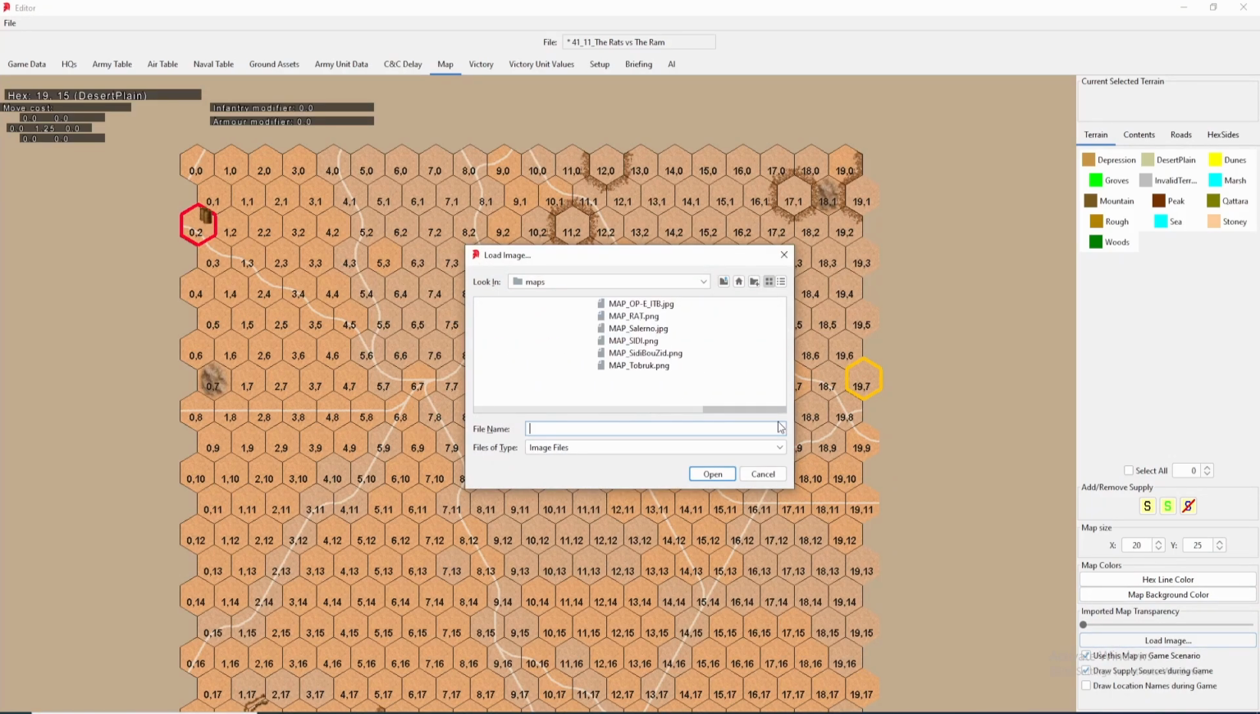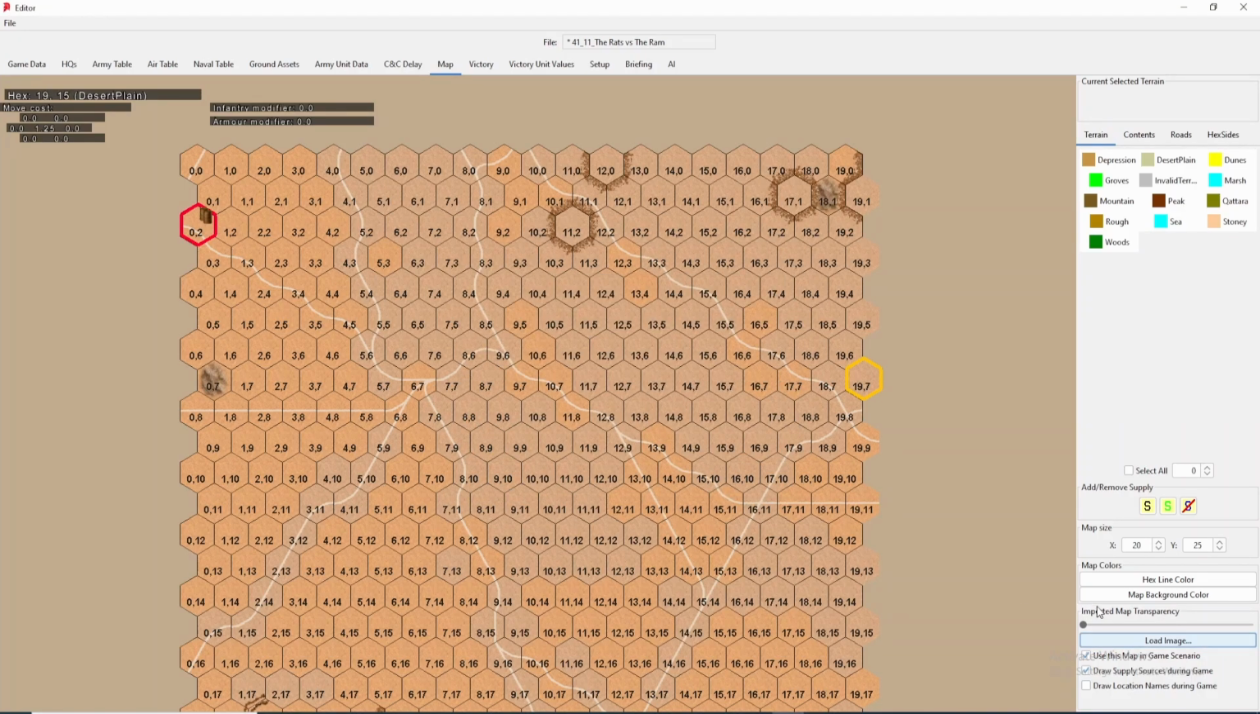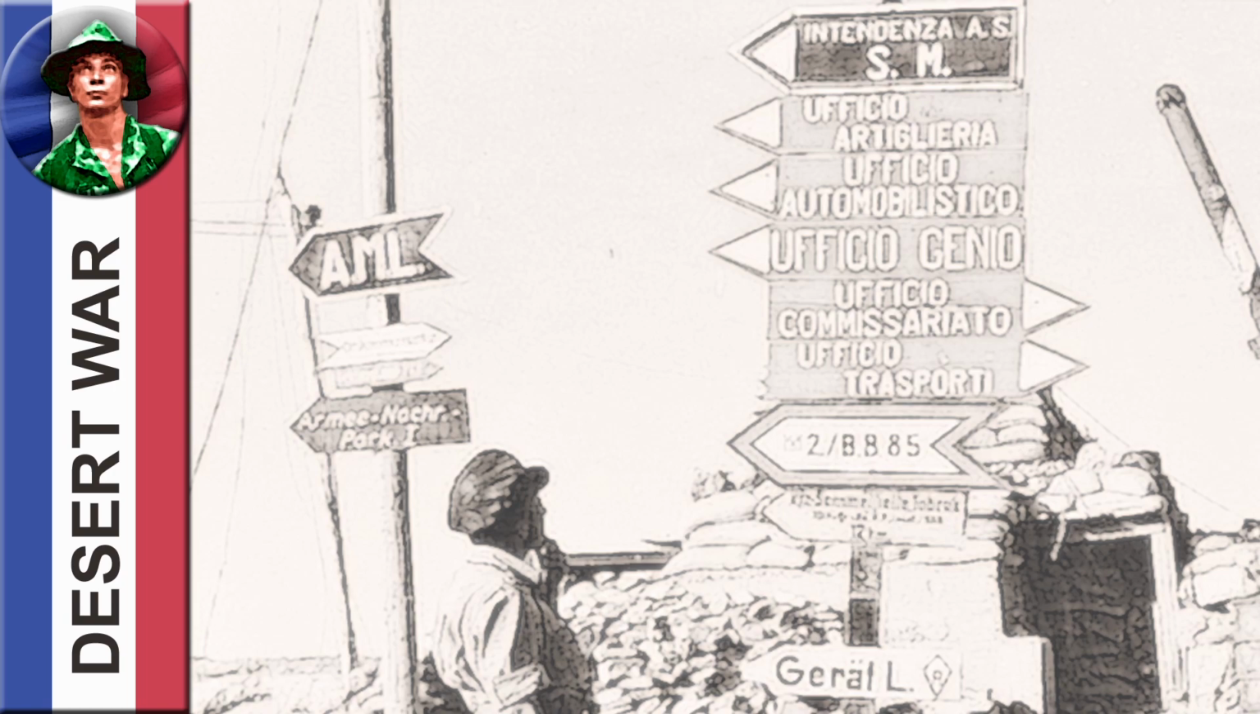Unit scales. The game pieces in Desert War 1940-43 represent land, air, and naval forces. Land units can range in size from platoon to army level. Air assets represent fighter and bomber squadrons, and reconnaissance flights. Naval assets represent individual ships. In Desert War these are destroyers, light cruisers, and cruisers of the United Kingdom's Royal Navy.